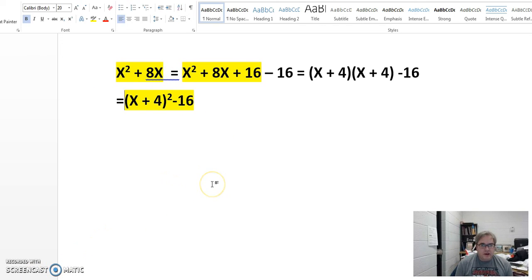Now why don't you go to the next video, which is completing the square. But remember this one. Maybe keep this paper open.